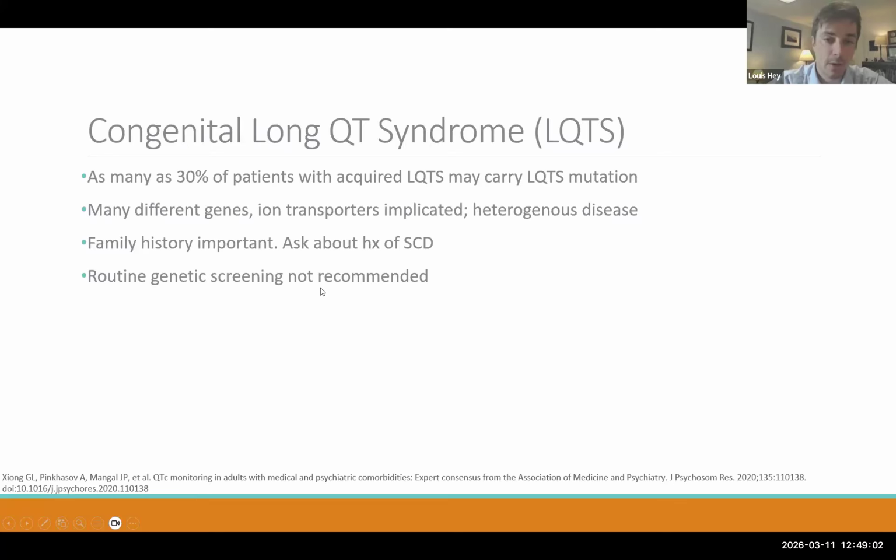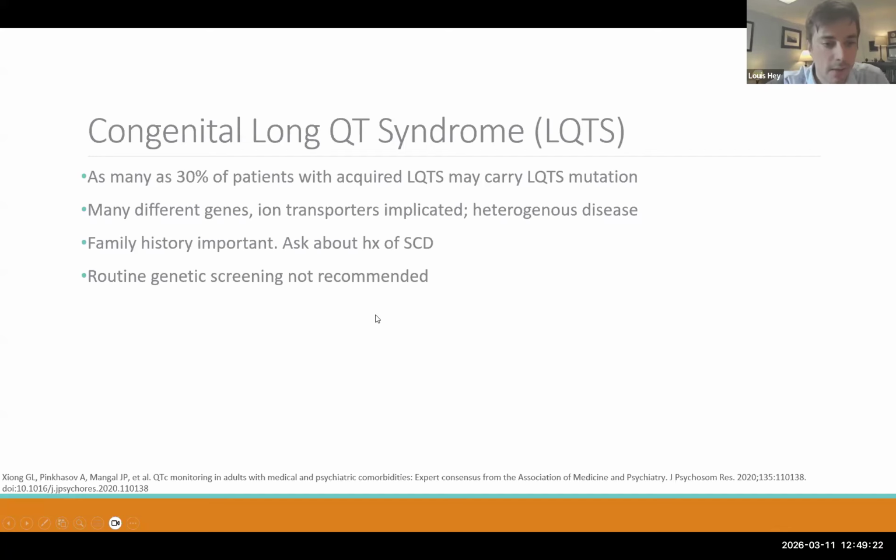It's always good to ask about family history of sudden cardiac death, probably in anyone, but especially if you're worried at all about their QT. And then, there is no recommendation for routine genetic screening for asymptomatic patients. If you're thinking about starting a drug, you don't just screen everyone.